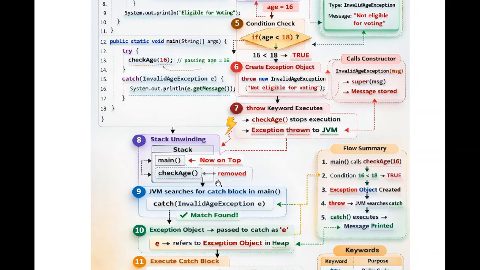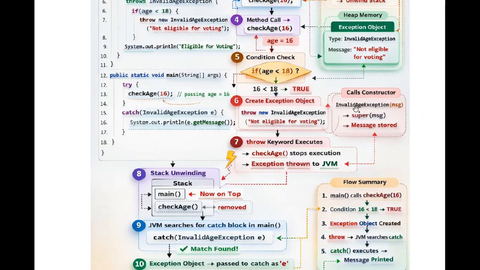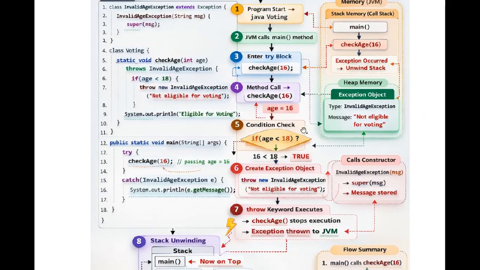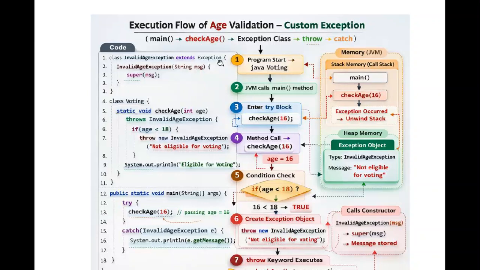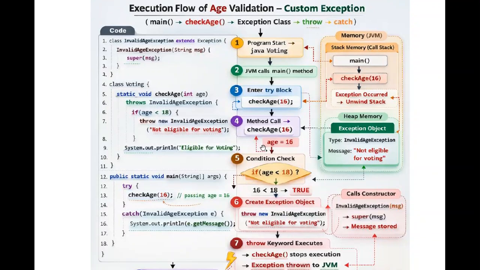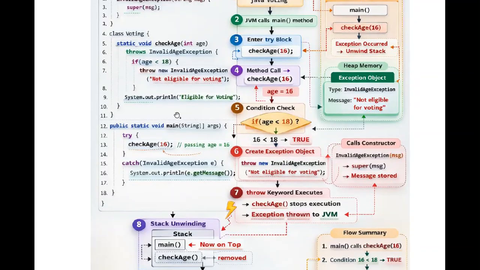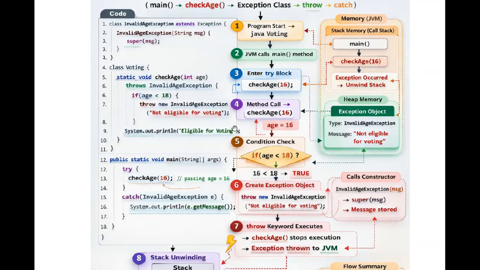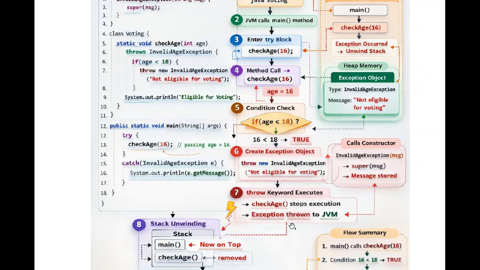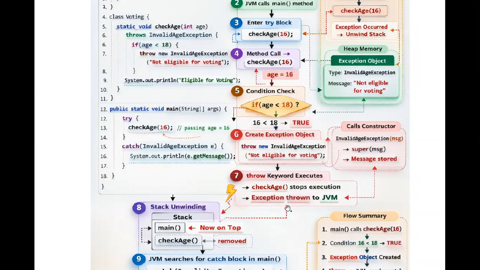So after this step, check age. If you are executing this, it will be passed to the immediate parent class constructor, Exception. Now JVM, because you are passing the exception. Am I right? So this exception is now thrown to JVM.